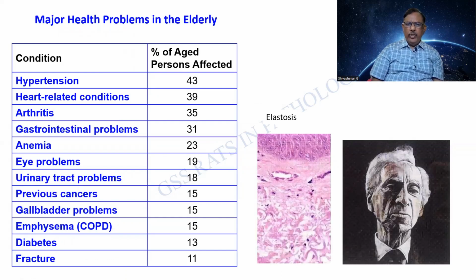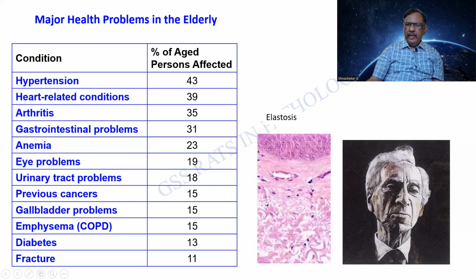There are certain major complications in elderly patients, and this is the list. Hypertension, myocardial infarction, arthritis, gastrointestinal problems such as malabsorption, anemia, cataract, decreased glomerular filtration, cancers, and emphysema. Senile emphysema is again a point to be noted. Diabetes and fracture. Fracture: usually an old person just falls from 1 foot, and he has a fracture.